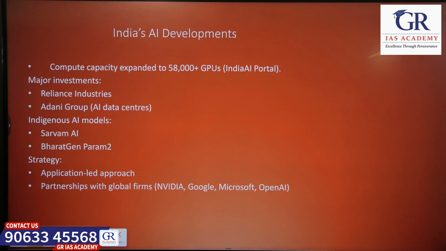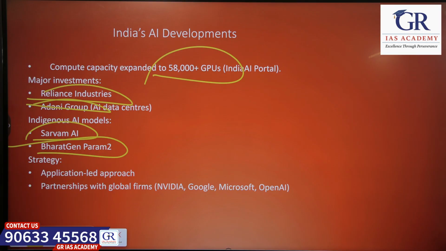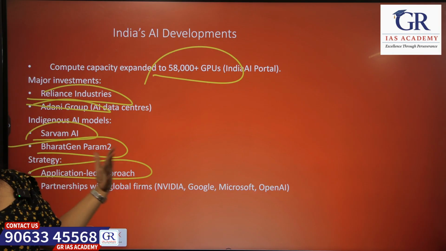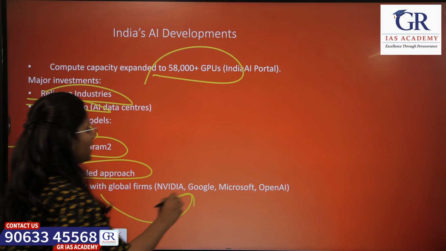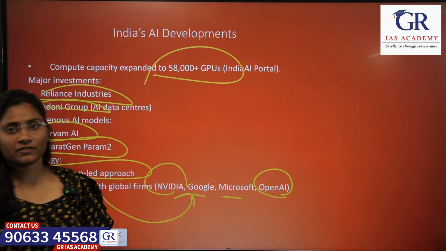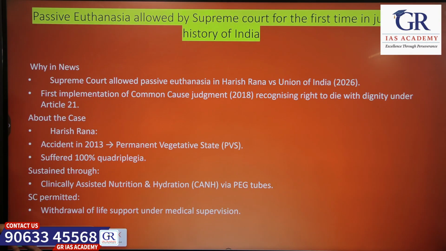What about India? How is it using AI? It has expanded to 58,000 GPUs, okay? And who invested in the AI mission of India? Reliance and Adani Group have invested. We have developed indigenous AI models called Sarvam AI and BharatGen Param 2. So what are we doing here? We are taking an approach to lead through application, and we have partnered with global firms like OpenAI, Microsoft, Google and NVIDIA. So by partnering with global firms, we are getting the technology as well.